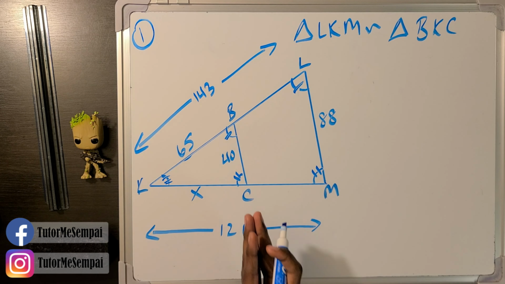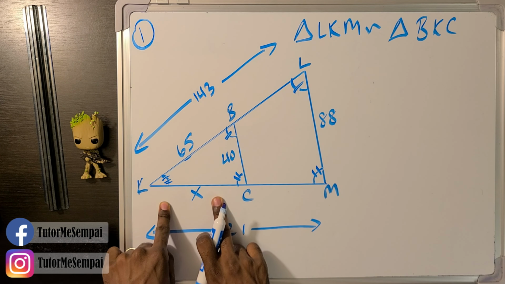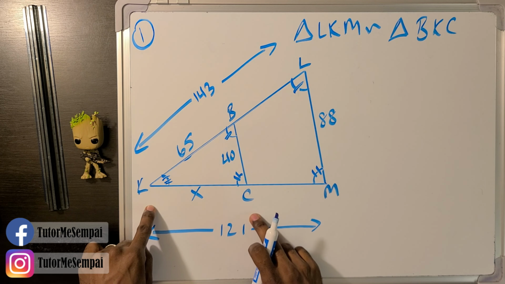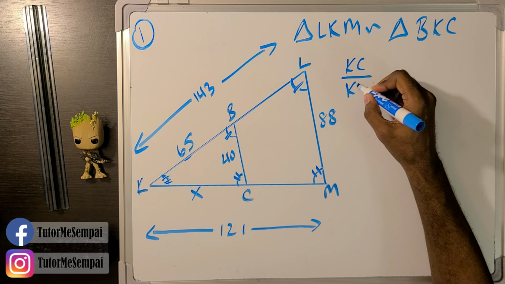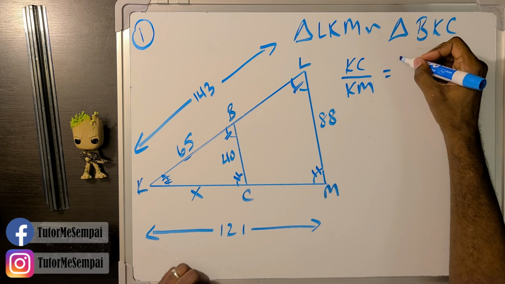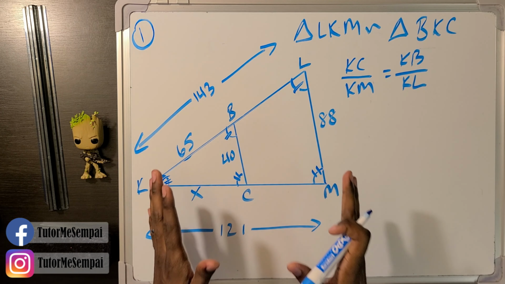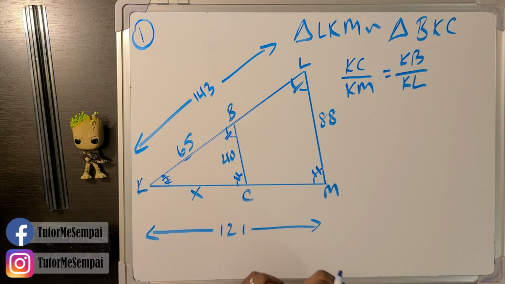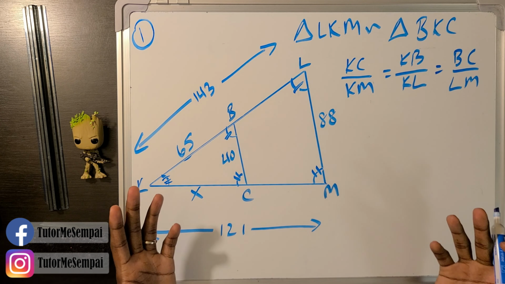Luckily for this type of example, it's going to be fairly simple to identify what those sides are going to be. This side right here, this missing X, is going to be a smaller cutoff portion of the whole side KM. So KC is going to be corresponding to the longer side KM. So we can write KC over KM. Likewise, KB is going to be a smaller portion of the longer side KL. So we know that KB is going to be corresponding to KL. Now we're left with these two sides here. These might not be as obvious as the other two sides because they're not lying on top of each other, but because you found the other two sides, you know that these have to be corresponding sides. So that means that BC is going to be corresponding to LM. So let's recap real quick before moving on.